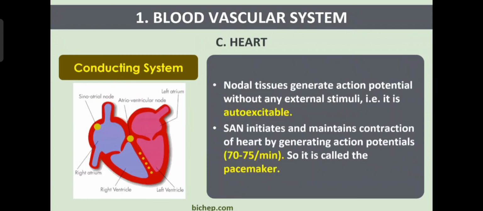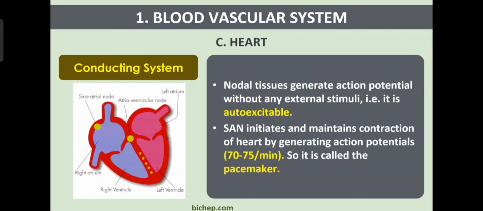So what is the function of this nodal tissue? Nodal tissues generate action potential without any external stimuli, that is, they are auto-excitable. Only when the action potential is generated do contraction and relaxation of the heart take place, and only then is the blood pumped. That initiation of the contraction, the action potential, is the function of the nodal tissue SAN. The SAN initiates and maintains the contraction of the heart by generating the action potential, so it is called the pacemaker.